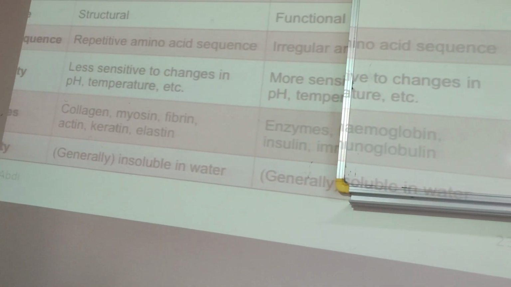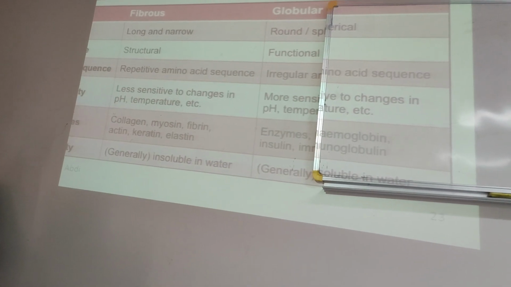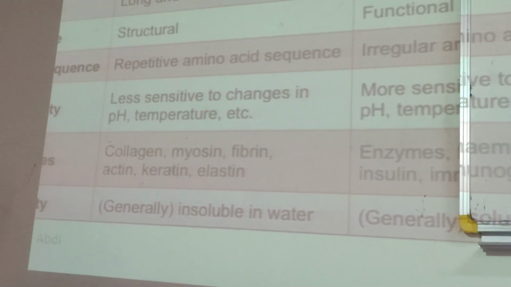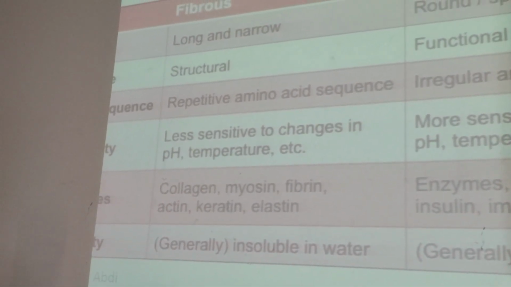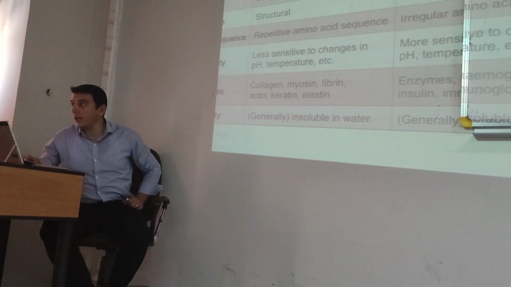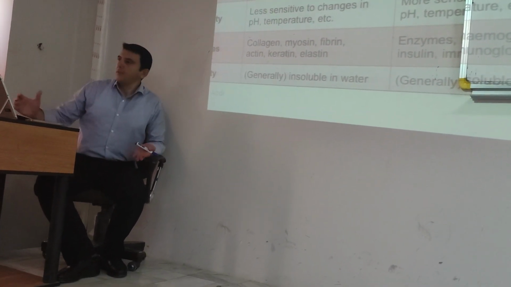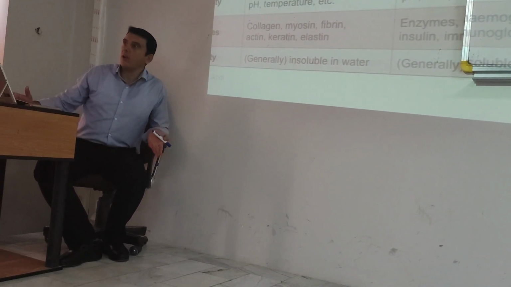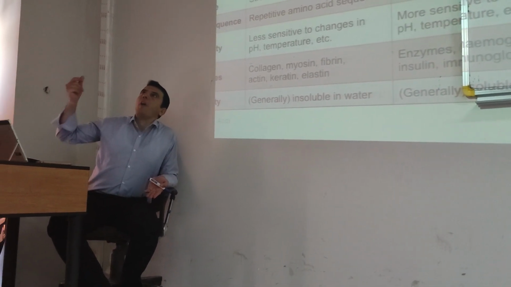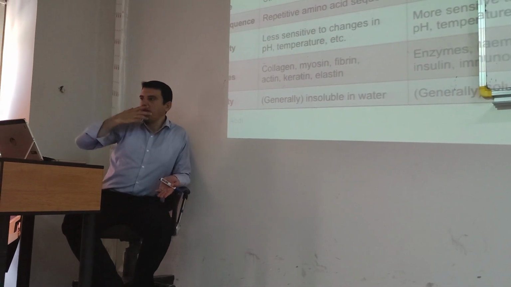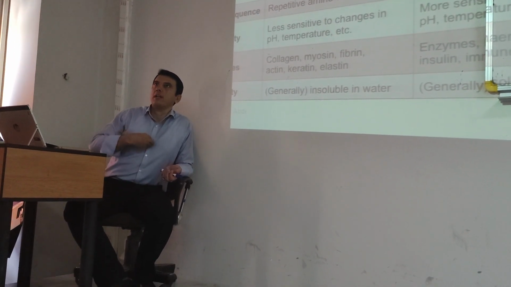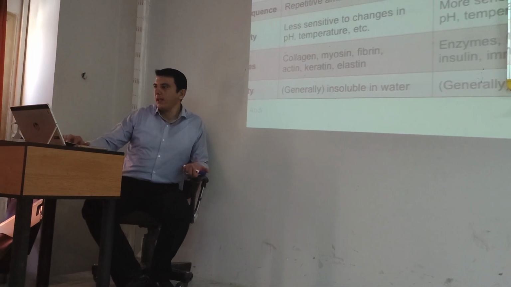You can take your attention to this table, which is about the main differences between fibrous and globular protein. About shape, fibrous proteins are long and narrow, however, globular are round and spherical. Purpose, fibrous proteins are structural, however, globular proteins are functional. For example, albumin is a globular protein, but for example, proteins for our digestive system are structural proteins.